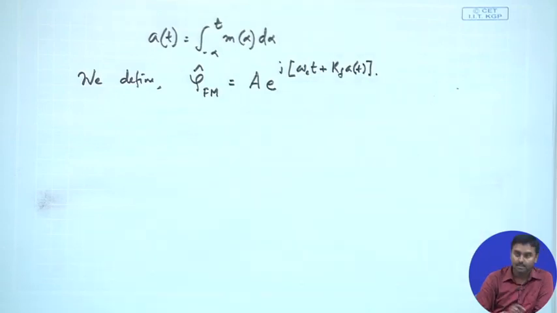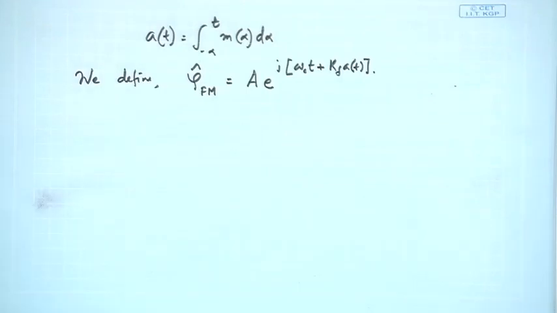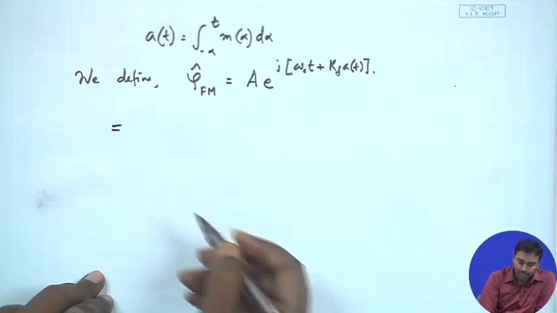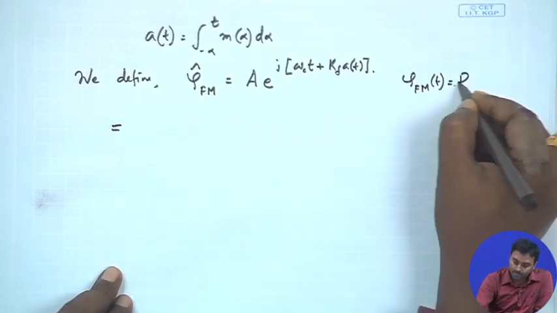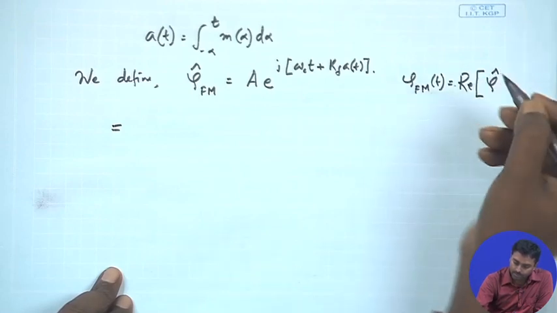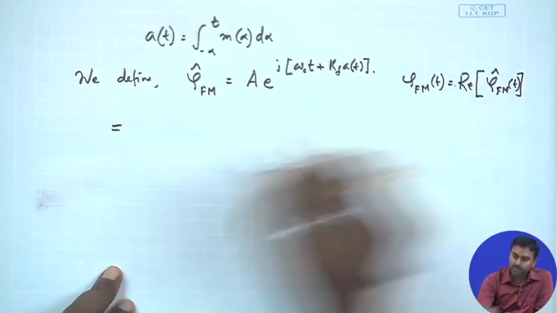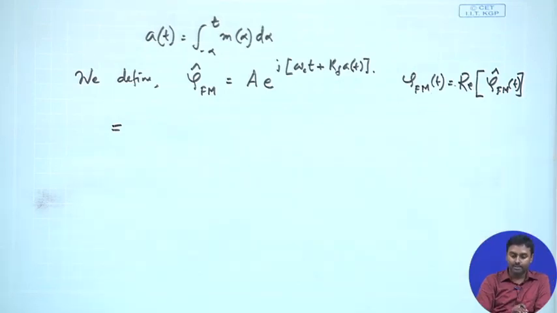It is very easy to see, if I just take the real part of this, I must get FM. The real part: e to the power j means cos plus j sin, so I will get the cos part. That is FM, A cos(omega_c t plus Kf a(t)), where a(t) is this one. We have already discussed that. So, I am trying to see what will happen to this. I know that my phi FM(t), the FM modulated signal, should be the real part of psi hat FM(t). This is something I know already in the background.